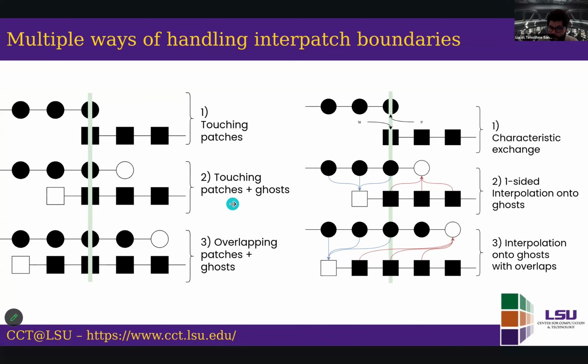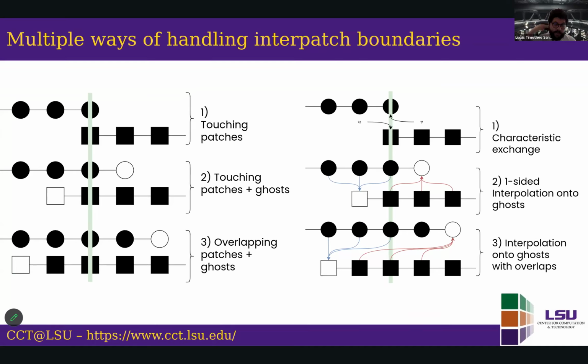And finally, approach number 2 is you still have your touching patches, but you still add some ghost zones, right? So that you can still use, for instance, the centered stencil here. And now, of course, the problem is you need to fill this with information from the other patch. And this is exactly what you do: you use one-sided interpolation onto the ghosts.